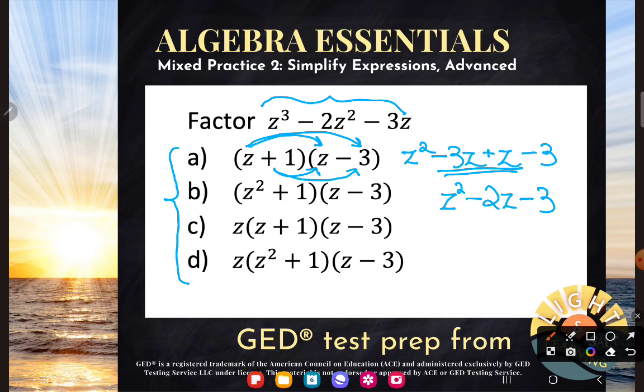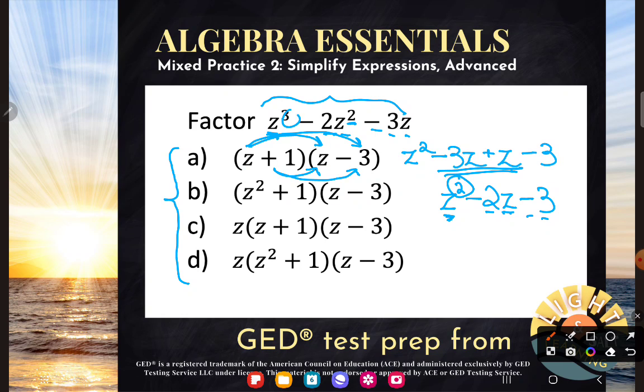Now, this is kind of working, except for my exponents. I have a z squared, they have a z cubed. I have a negative 2z, they have a negative 2z squared. I have a negative 3, they have a negative 3z. Something I notice is that all of their terms have one more factor of z than I do. Let me say that again. All their terms have one more z than I do.